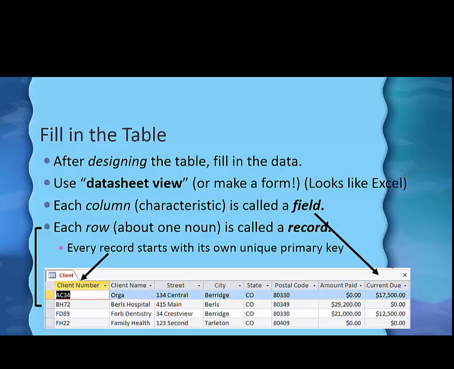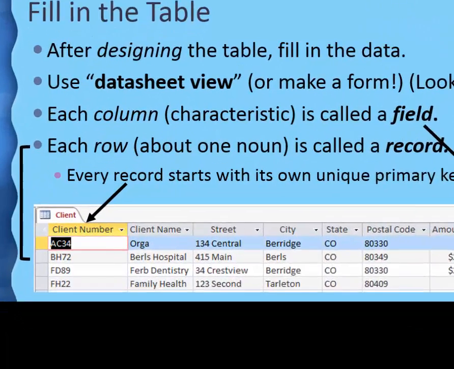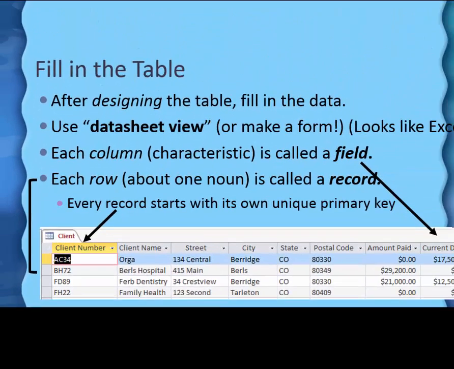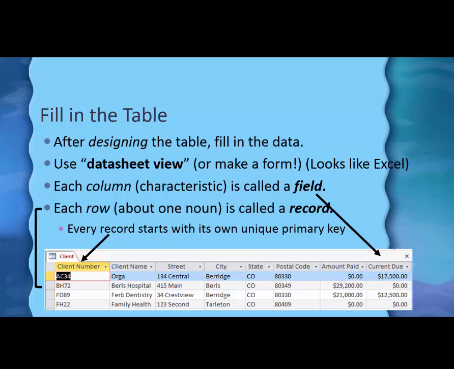Well, let's see. In this datasheet view, each column is a field that represents one characteristic about that noun. These are clients. And each row represents one of them, one client in this case, and that's called a record. These terms are all in bold because they're really important terms. That's why you need to know those terms if you're going to work with a database. And notice that each one of those records starts with its own unique primary key.